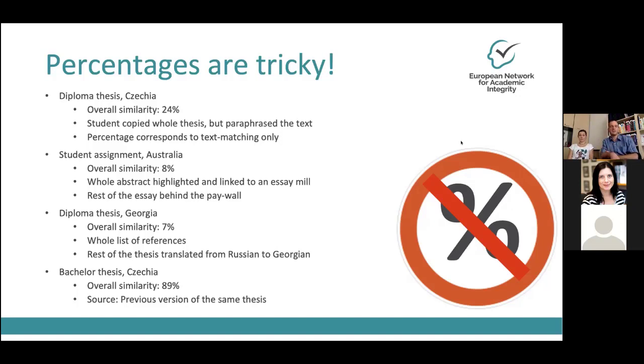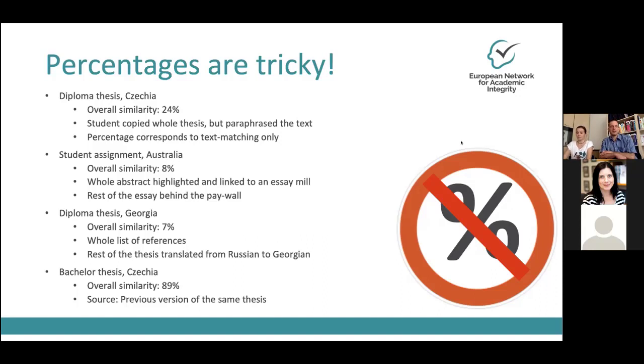We heard about a student assignment from Australia where the overall similarity identified by Turnitin was only 8%, and it was only the abstract. The rest seemed to be clear, but when the teacher visited the website, it turned out to be the website of an essay mill, and the rest of the paper was apparently behind the paywall. So it was not indexed by Turnitin, but it was obvious that the whole assignment was bought from that website.